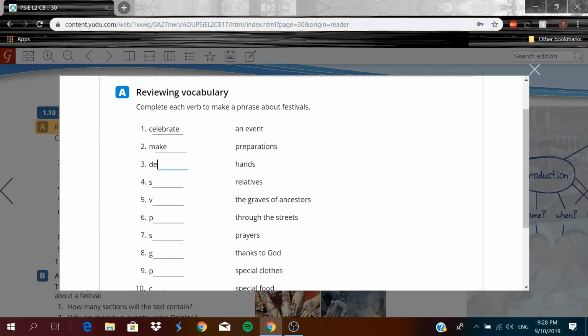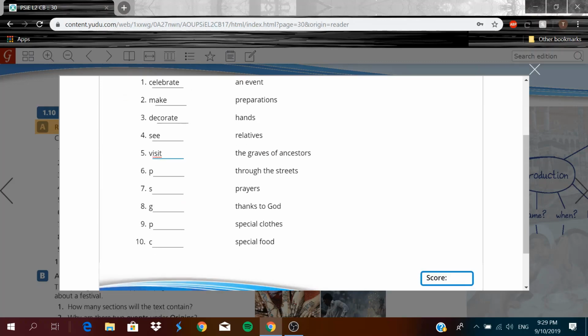Number 3, dash hands. You can say, decorate hands, because you know when people decorate their hands using henna, it's something that's similar to tattoos but not permanent. I think most people living in the Muslim world know what these are. And then we have 4, dash relatives, visit relatives, right? Festival, I mean, it is a festival after all. So, dash the graves of ancestors. What do you guys think this one is? That's right. Visit the graves of ancestors. And then we have 6, dash through the streets. And this one will be parade through the streets.